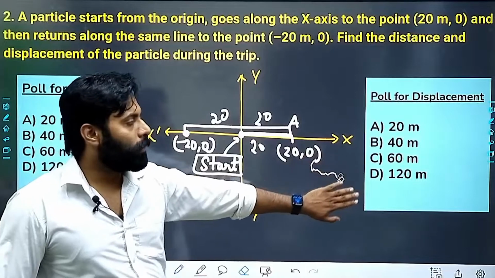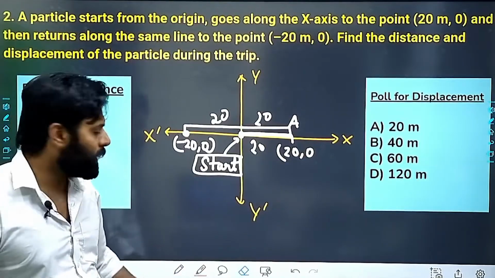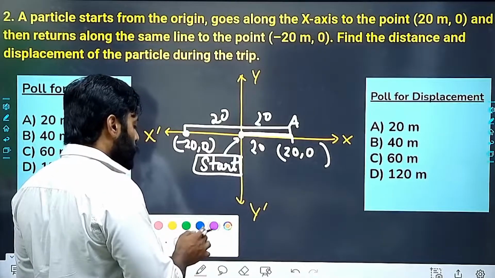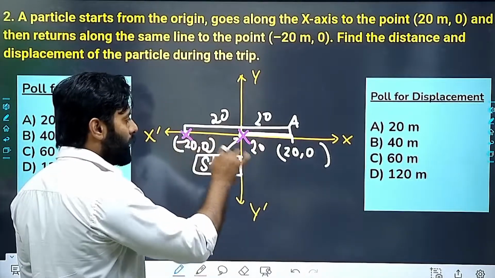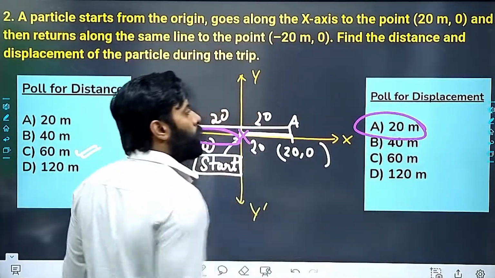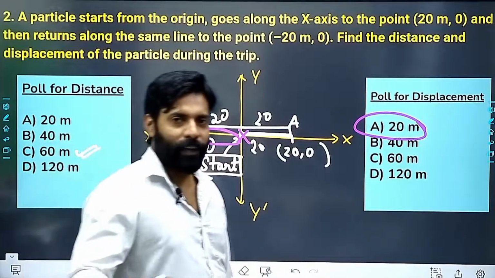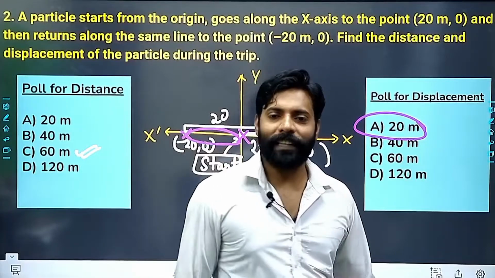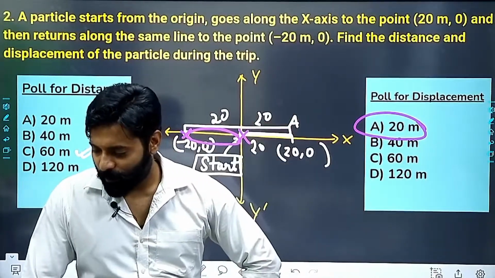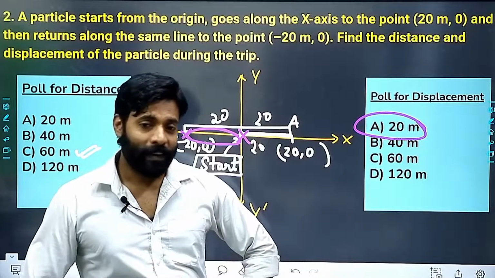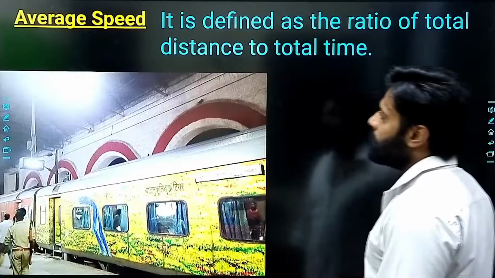And if they are asking about the displacement, then you know how to calculate the displacement. Displacement will be initial and final point. So initial point was that and final point was this. So difference is 20. So for the displacement, if you have marked this correct, please give yourself 4 marks. Otherwise mark negative, -1, right? So I hope that this is done.